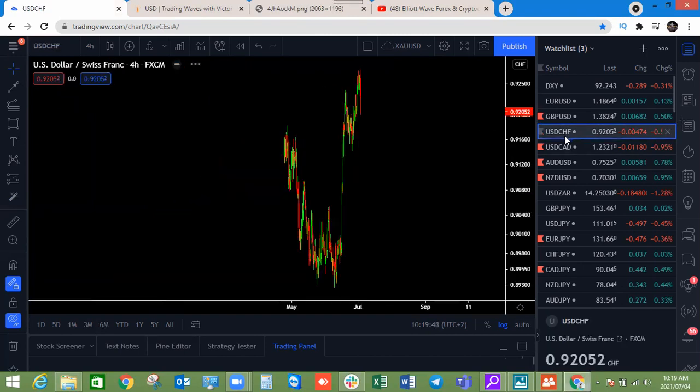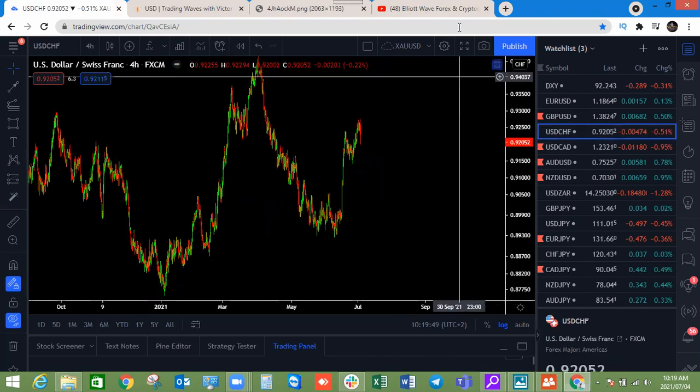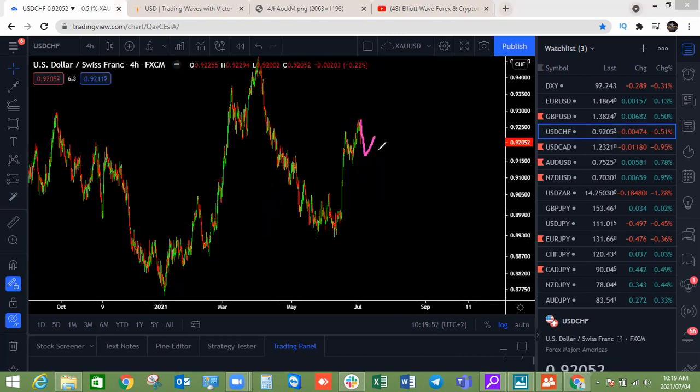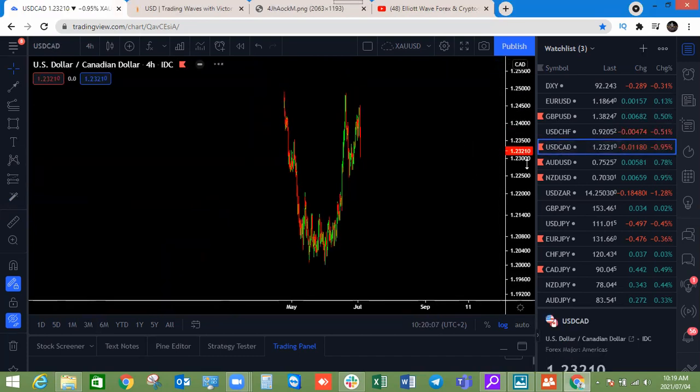US dollar Swiss tracks the DXY. So it is no surprise that we will expect US dollar Swiss to give us a pullback in 3 waves. So notice that I'm showing just a zigzag, but it can be any corrective structure. It can be a flat like this. So any structure that builds up here, then we'll get the continuation moves to the upside.